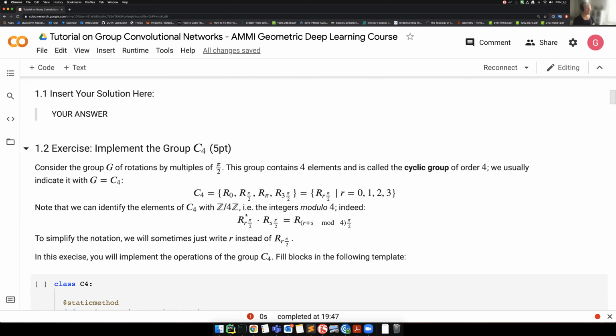And if you're a bit familiar with discrete algebra and discrete mathematics, you will recognize that this group is equal to the group of integers modulo 4, which usually is written like this. So indeed, if you take 2 rotations, by let's say r and s multiples of pi half, and you combine them, what you have is a rotation by r plus s modulo 4 times pi half. Does everyone know what I mean by modulo 4?